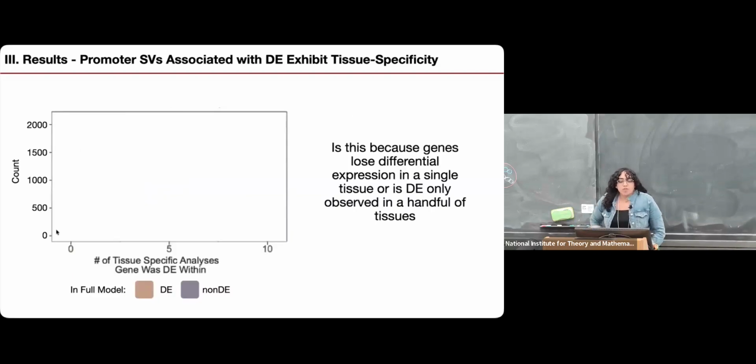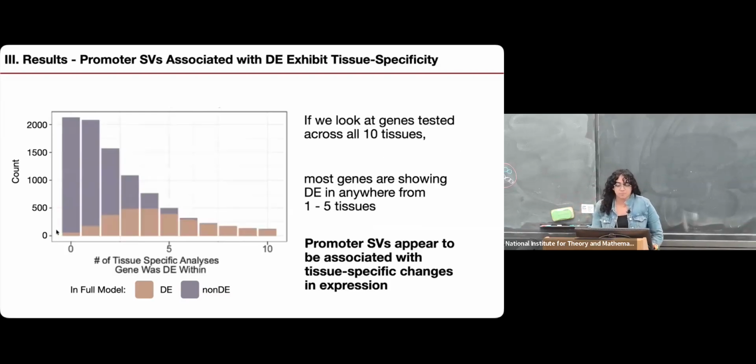We were curious whether these genes that were differentially expressed but not across all tissues were because they lost differential expression in one or two tissues, or if they were really being driven by a small subset of tissues. For our tissue-specific analysis, we didn't test a gene if it wasn't expressed within that tissue, so we know that that's not causing this loss of differential expression. So what we did is we looked at our subset of candidate genes that were expressed across all 10 tissues and basically counted the number of tissues we observed differential expression in and plotted out this distribution.